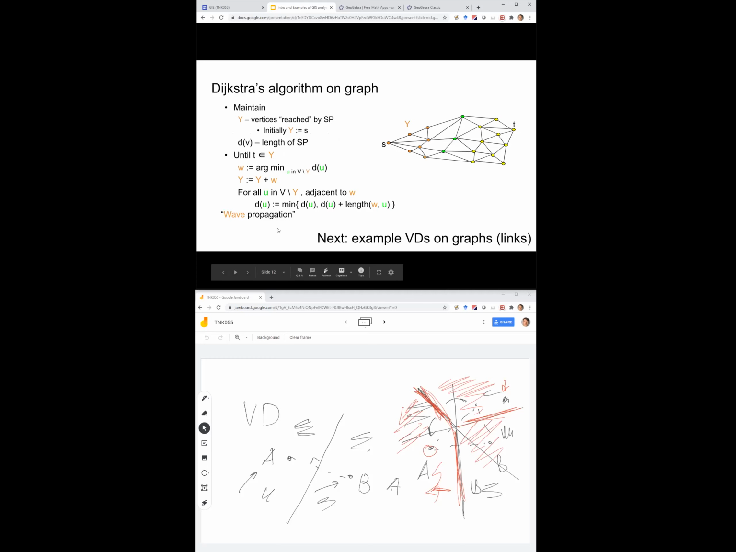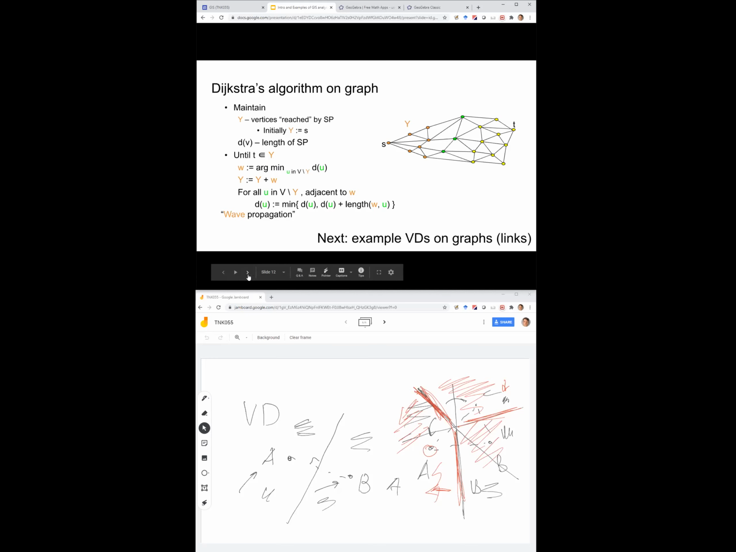But before doing those, I wanted to remind you about something that at least I taught in the basic logistics algorithms course, and bring in this analogy of wave propagation. So this is Dijkstra's algorithm for finding shortest paths on a graph. I will not go through the whole algorithm, but essentially what Dijkstra does is it maintains a set of vertices reached by the shortest path. And originally, the only vertex which is reached is the vertex S, the starting point.